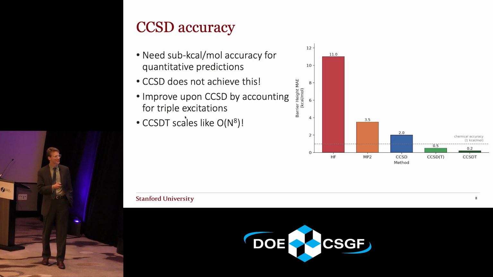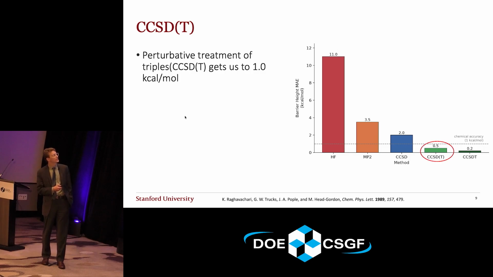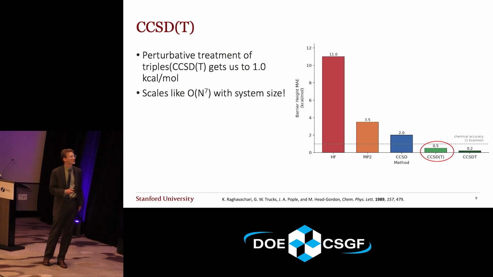So we're fortunate that it turns out that we actually don't need to account for the full triple excitations. We can actually treat a subset of the triples as a small perturbation on the CCSD wave function. There are many such perturbative methods. The most popular is called CCSD(T). And as you see here, it does achieve the requisite accuracy we want while being a non-iterative N^7 scaling method. So now we're in business. Okay, N^7 we can work with, right?